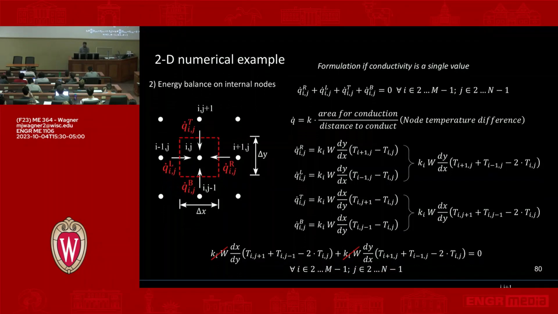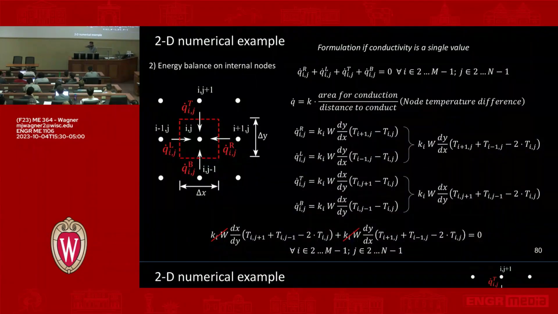So this is the 2D solution for the internal nodes. Where we left it last time was I went through this example of what it would look like with a constant conductivity. This is the formulation if the conductivity is a single value. So I think I basically wrote this out last time.